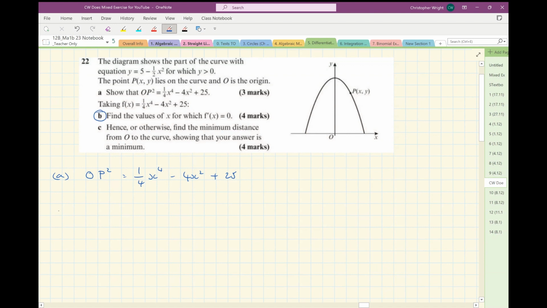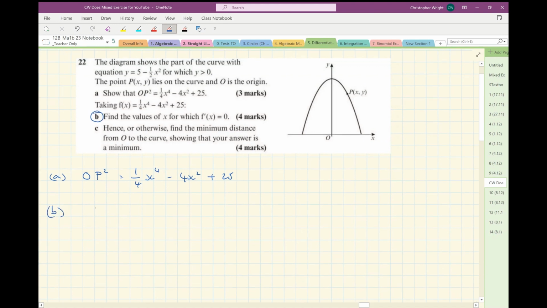Now part B says, taking f of x to be 1/4 x to the power 4 minus 4x squared plus 25. So f of x is the distance between the origin and any point on the curve. Find the values of x for which f dash of x equals 0. So let's find f dash of x.